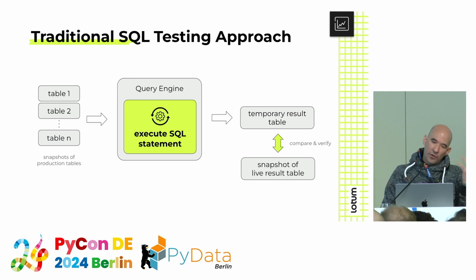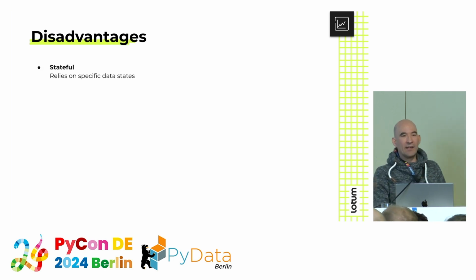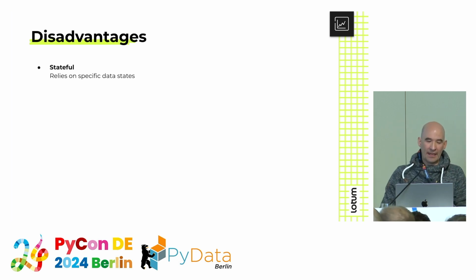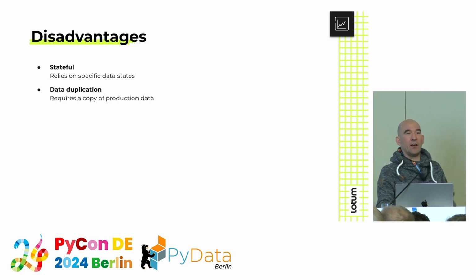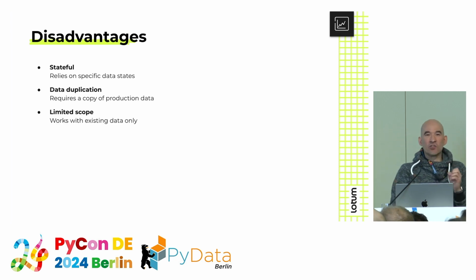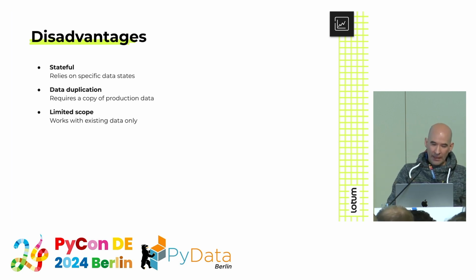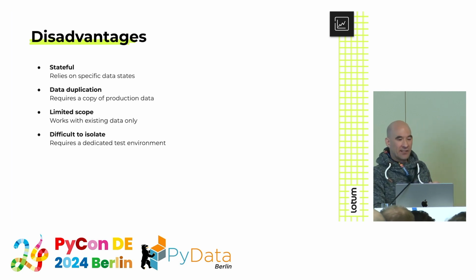This approach, although it's pretty common, does have a couple of disadvantages. So first of all, it's stateful. It relies on specific data states in your database. Then you need to duplicate your data. You may need to copy pieces of your production data into a testing environment. It also has very limited scope. Since it works on production data, it can only work on data where you already have production data. It cannot account for data which has never occurred in production, cases which you have never seen before. It's difficult to isolate.